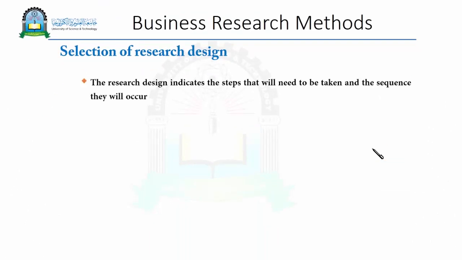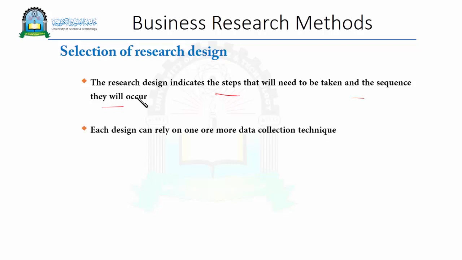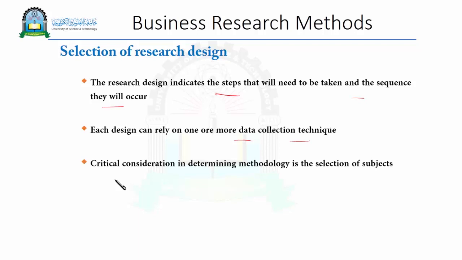Selection of the research design, also we still continue in explaining this. The research design indicates the steps that will need to be taken and the sequence they will occur, which one before the other. Each design can rely on one or more data collection techniques. A critical consideration in determining methods or methodology is the selection of subjects.